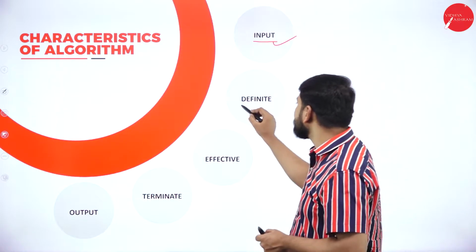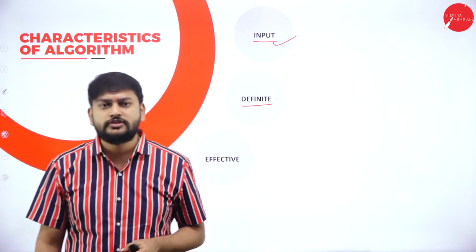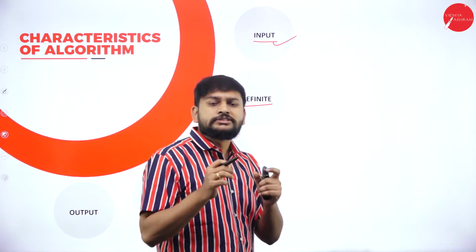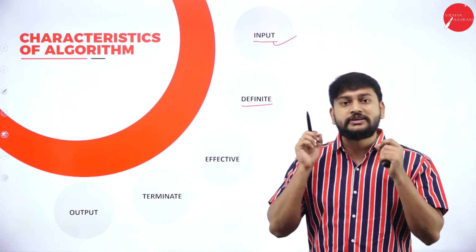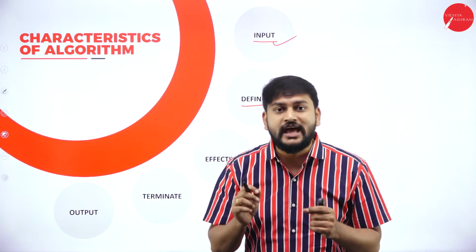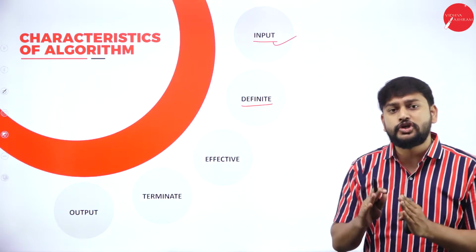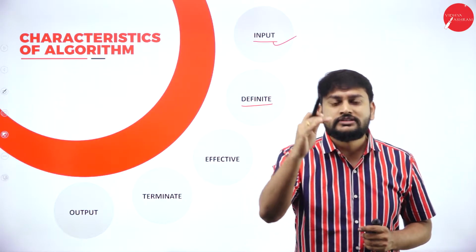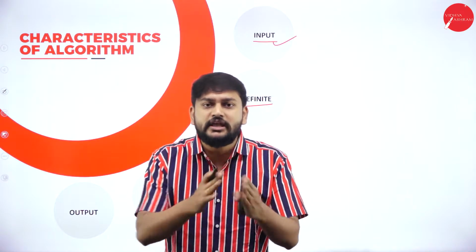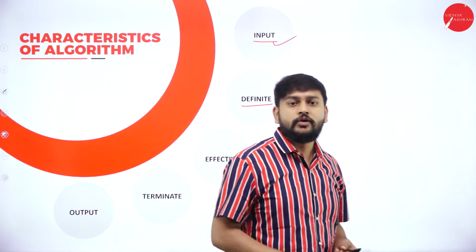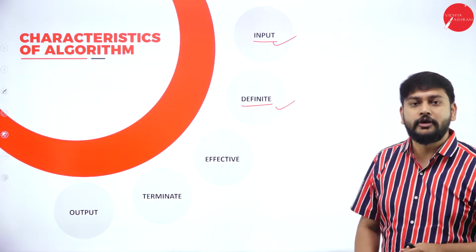The second characteristic is definite. What is the meaning of definite? If you take any statement in the algorithm, it should be precise, and there should not be any ambiguity. Ambiguity in the sense what? There should not be any confusion. A statement should not create any ambiguity. So that is what I will call definite. These characteristics should be there in your algorithm.